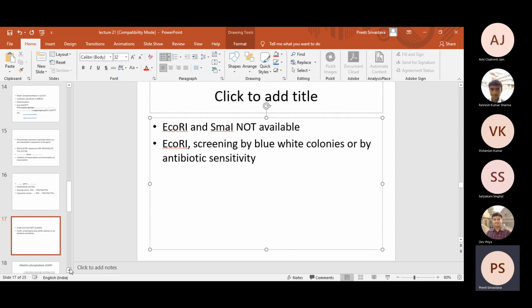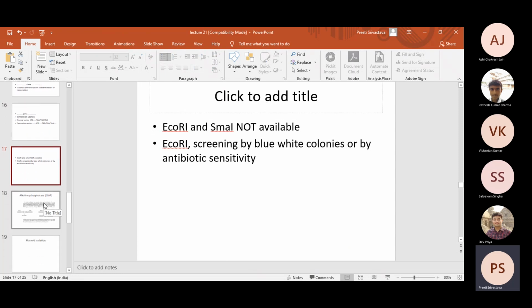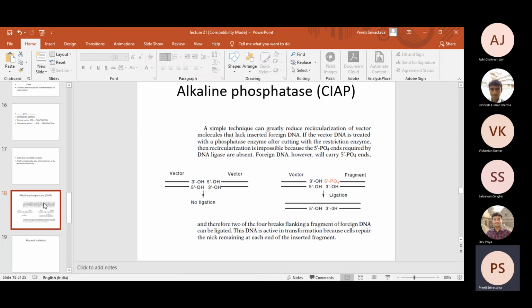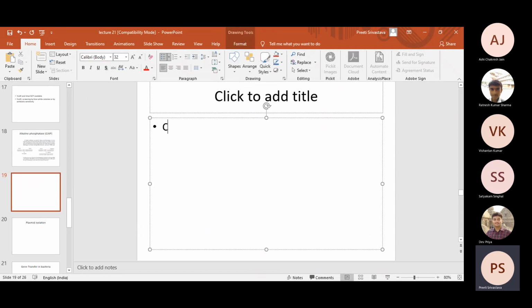So I will just introduce you to this enzyme, but the other enzymes you will learn in 733. So alkaline phosphatase, the term itself says phosphatase, that means it can remove phosphate. CIAP is alkaline phosphatase, which is obtained from calf intestine. So this enzyme is called calf intestinal alkaline phosphatase. Okay, calf intestinal alkaline phosphatase.